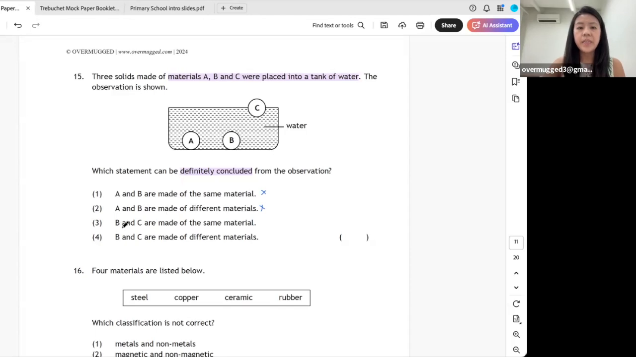So B and C, if one is sinking and one is floating, can they be made of the same material? This is definitely not. Because they sink and float, they are definitely made of different materials, right?